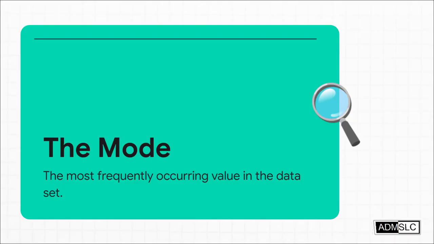And finally, our third measure of center is the mode. This one's the easiest of all. It's just the value that shows up most often in your dataset. If the number 2 appears more times than any other number, then 2 is your mode.